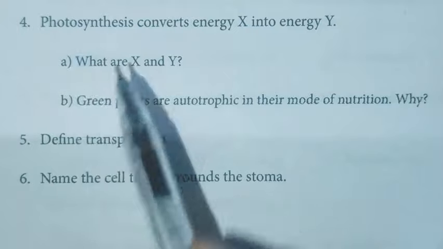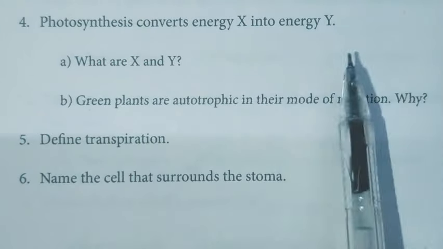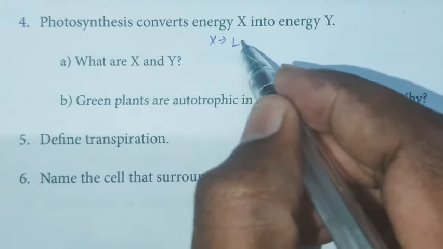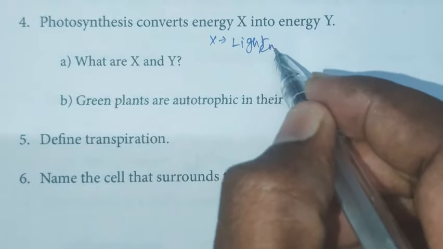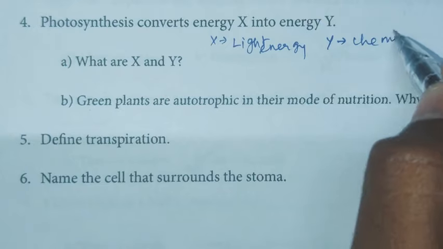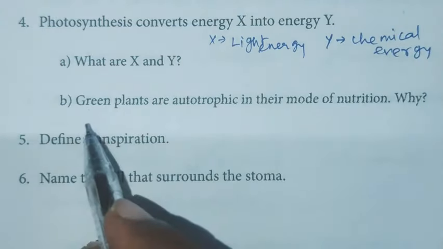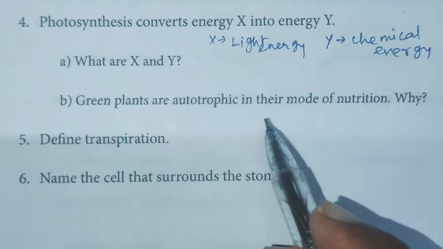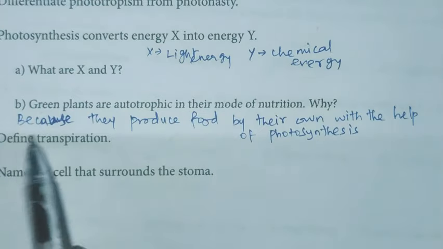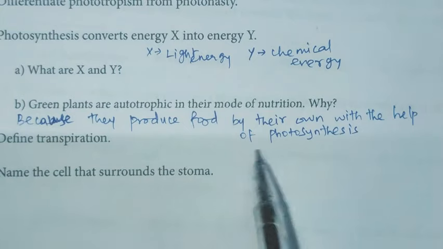Fourth one, photosynthesis converts energy X into energy Y. X is light energy and Y is chemical energy. Green plants are autotrophic in their mode of nutrition. Why? Because they produce food by their own with the help of photosynthesis.